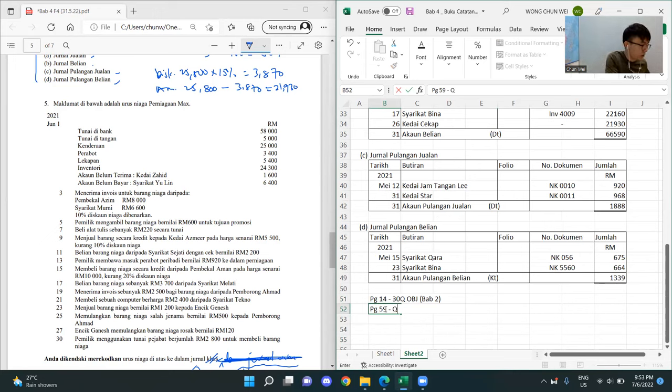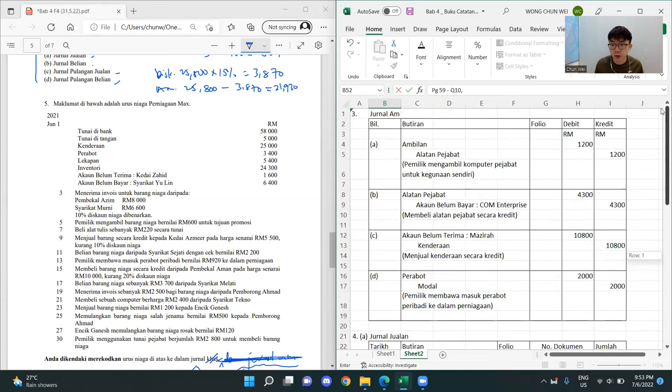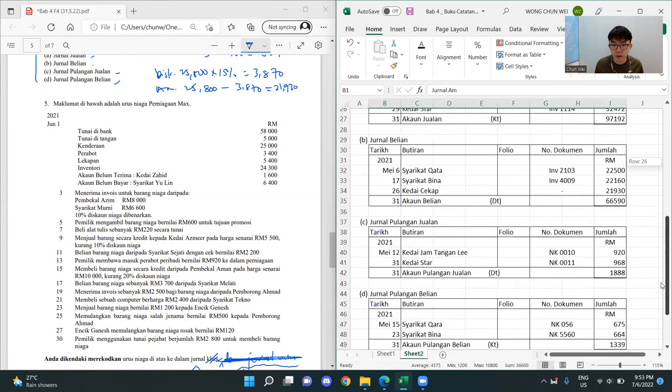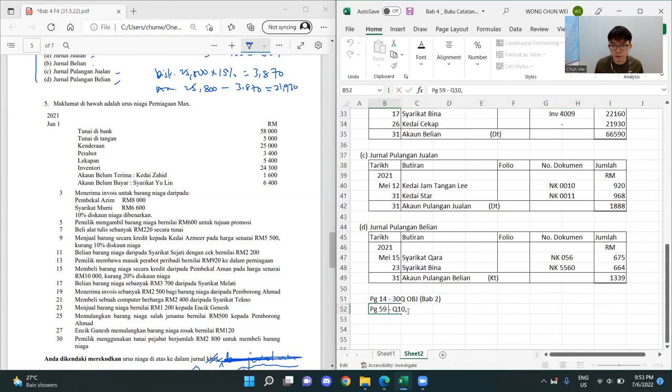Let me see. Page 59. Okay, page 59. You do question 10. So question 10 is something like what we did just now for the first question. Right, this one. Question 3. Yeah, something like that. Okay, then after question 10, you have to do question 12.